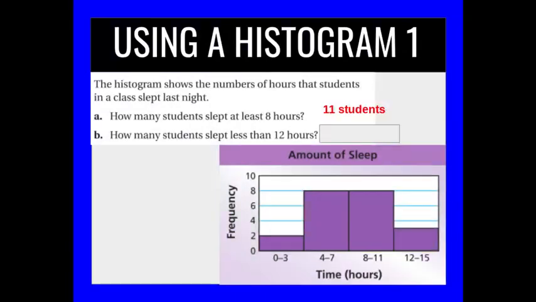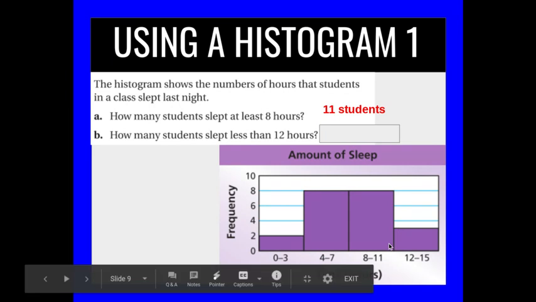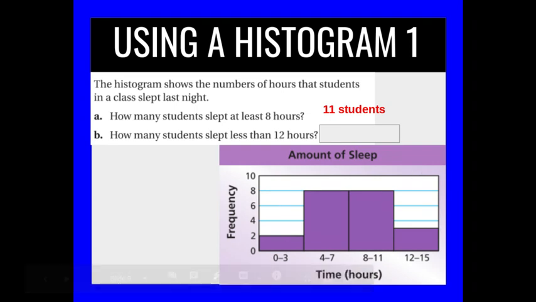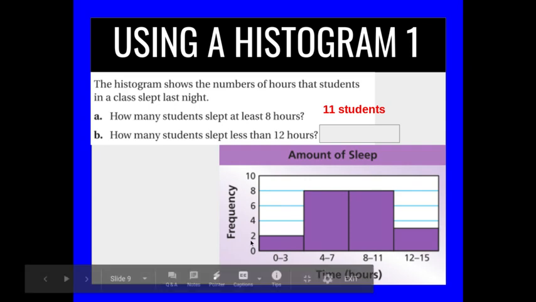Question B, how many students slept less than 12 hours? Okay, well, less than 12 hours would be 8 through 11, 4 through 7, and 0 through 3. So we're going to look at our frequency and we're going to add them up. 8 plus 8 plus 2. That gives us 18 students.